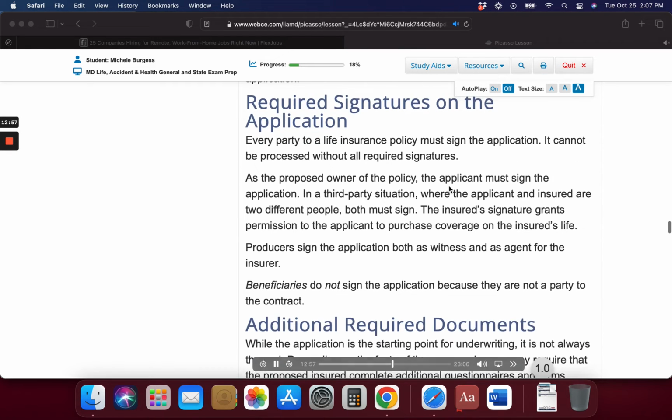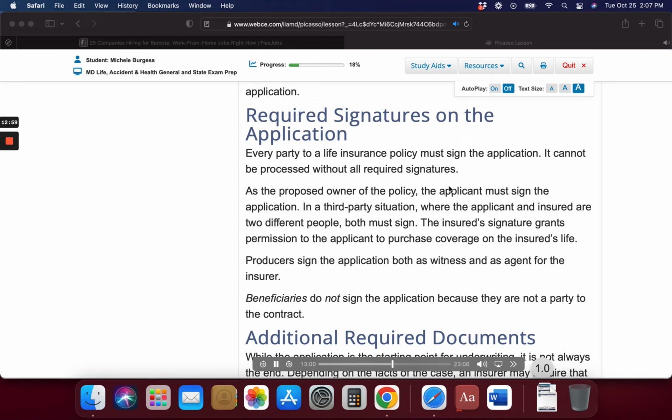Required signatures on the application. Every party to a life insurance policy must sign the application. It cannot be processed without all required signatures. As the proposed owner of the policy, the applicant must sign the application. In a third-party situation, where the applicant and insured are two different people, both must sign. The insured's signature grants permission to the applicant to purchase coverage on the insured's life. Producers sign the application both as witness and as agent for the insurer. Beneficiaries do not sign the application because they are not a party to the contract.